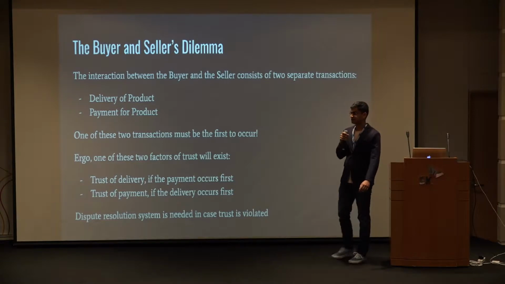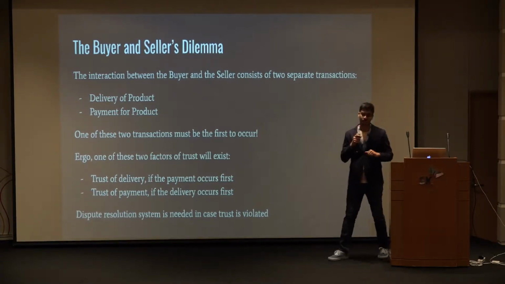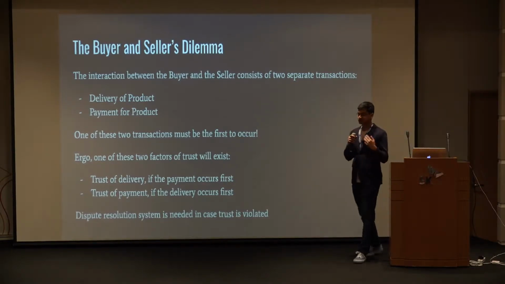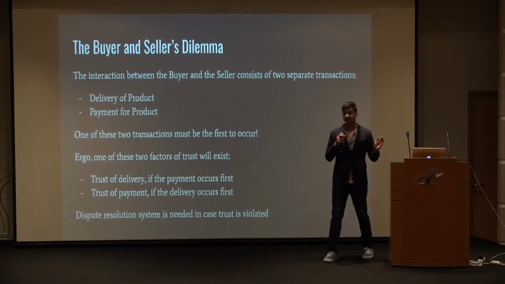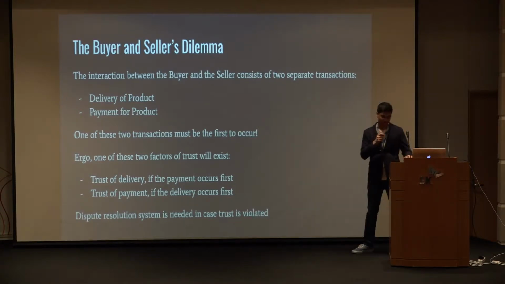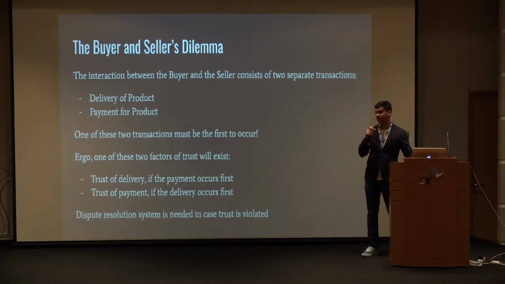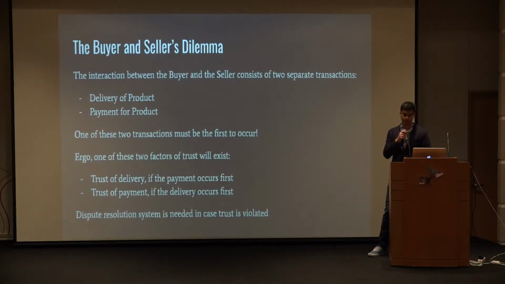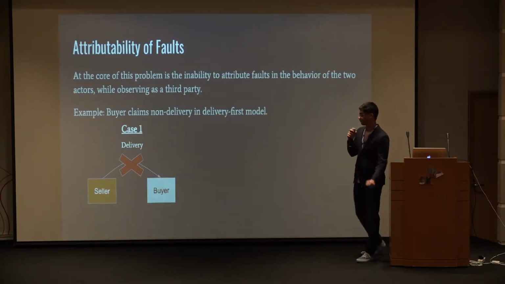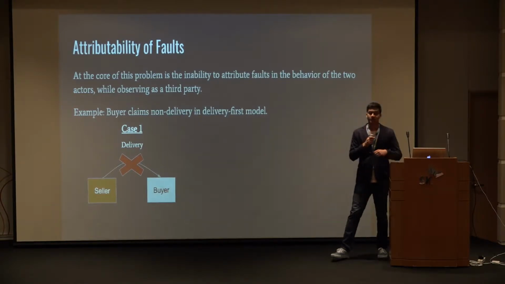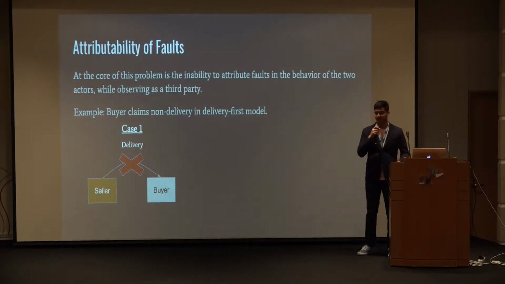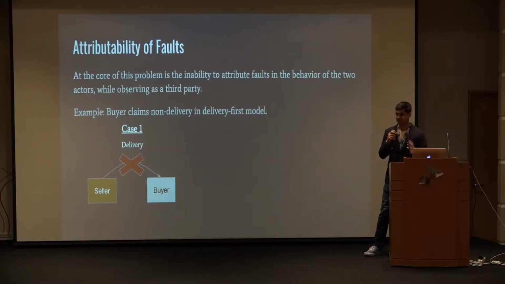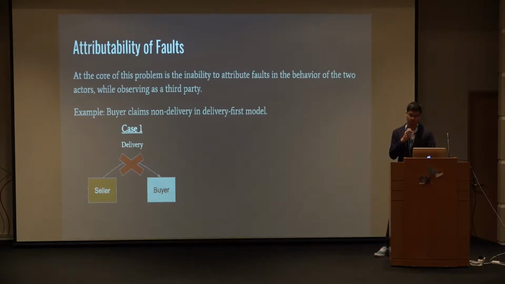And we need a transaction system to settle disputes in case they arise. For any kind of dispute system, you need a disinterested third party, or maybe not. But in traditional systems, you need a disinterested third party. The fundamental problem in that is the attributability of faults. If one of the actors is behaving maliciously, you should be able to attribute the fault to the malicious party and penalize them or punish them in some way.